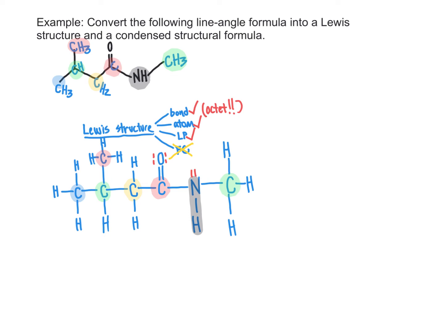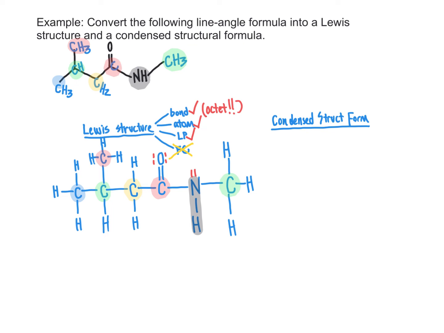We can also draw for this structure, as we're asked in the directions here, to draw a condensed structural formula. So let's go ahead and do a condensed structural formula. Drawing out the condensed structural formula, we can look at either the line angle formula or the Lewis structure, because we should be able to take either of those types of structures and convert them into a condensed structural formula.